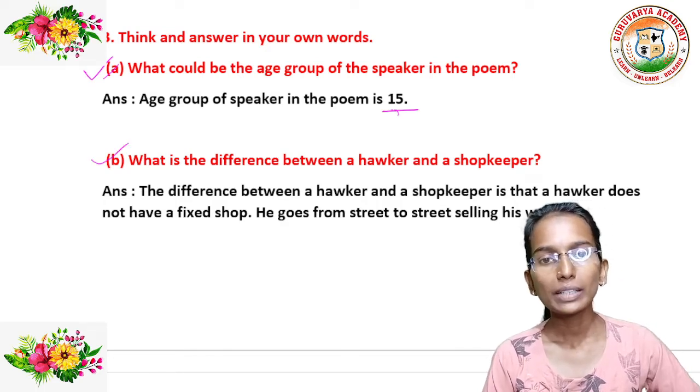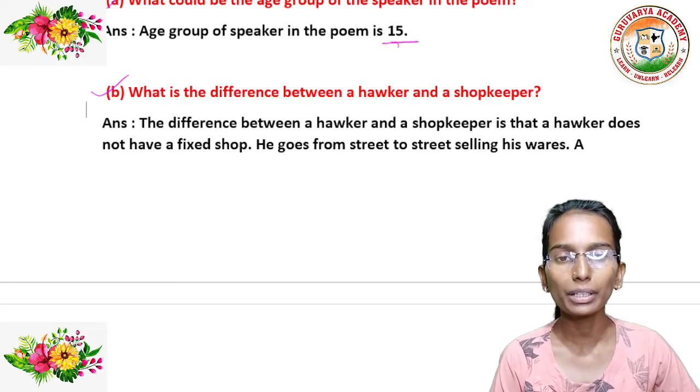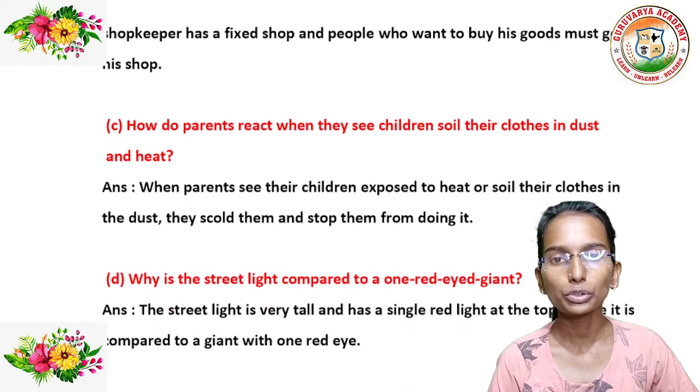Next, what is the difference between a hawker and shopkeeper? Hawker और shopkeeper में क्या difference? Answer: the difference between a hawker and shopkeeper is that a hawker does not have a fixed job. He goes from street to street selling his wares. A shopkeeper has a fixed shop and people who want to buy his goods must go to his shop.